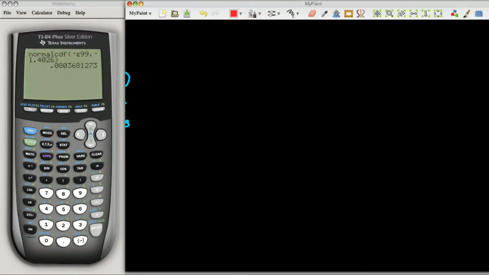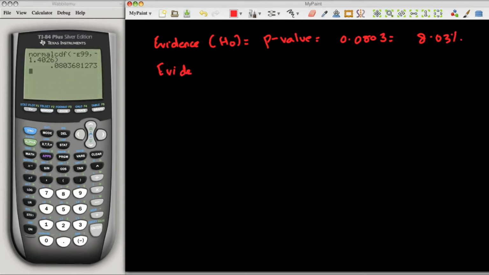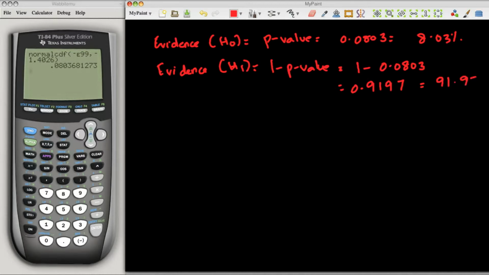The amount of probabilistic evidence that we gathered toward the null is the p-value itself, which is 0.0803, 8.03%. The evidence toward the alternative is 1 minus the p-value, which is 1 minus 0.0803, which is 0.9197 or 91.97%. So you can clearly see that you have more evidence toward the alternative than the null, so the alternative is more likely to be true.